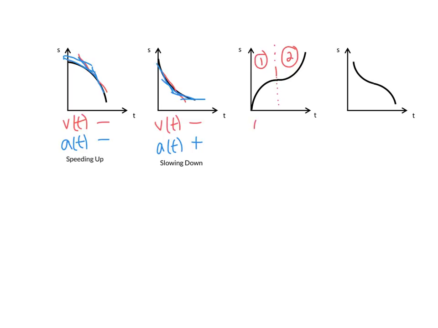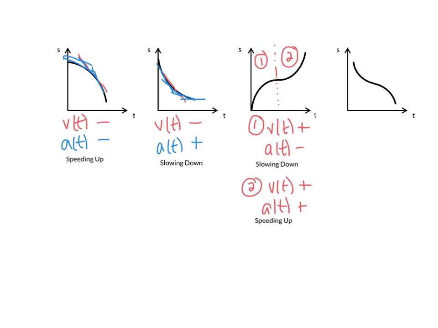So for part 1, we have a velocity that is positive, so our v at t is positive, and our acceleration is actually negative. And so in this case, we are slowing down. When we take a look at part 2 for this one, we can see that our velocity is positive and our acceleration is also positive, and so therefore we're speeding up. So in that graph, we go from a place where we're slowing down to a place where we are speeding up.